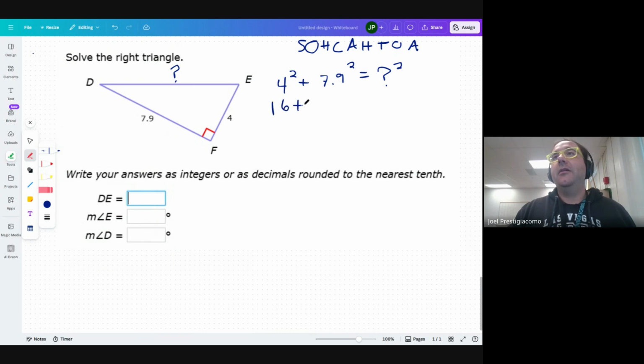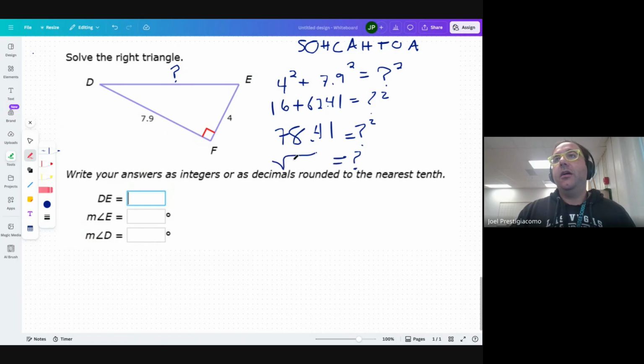So this is 16 plus, now 7.9 is not a number I know off the top of my head, so this is 62.41. That equals our unknown squared. When we add this together, it should be 78.41, which means that our unknown is going to be the square root of 78.41. Remember, we always have to take that square root at the end. So the square root of 78.41 ends up being 8.85, which is going to round up to 8.9.